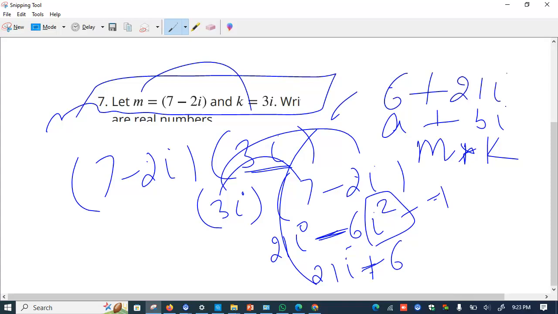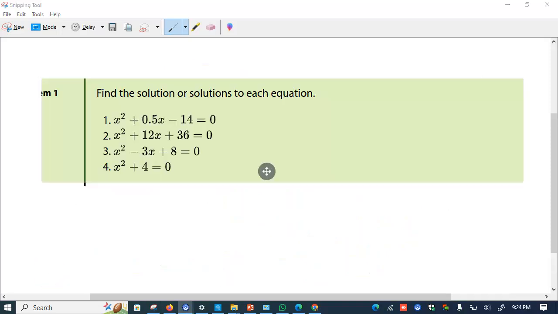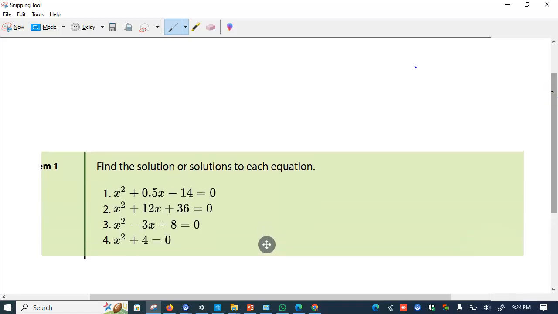And this is done for lesson number 16. Let me go to lesson number 17. Okay, this is a set. I'm beginning with lesson number 17, question number 1, practice problem.